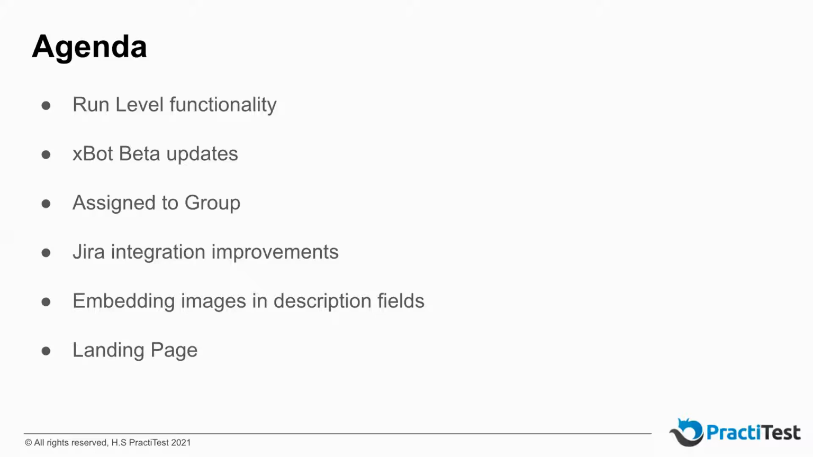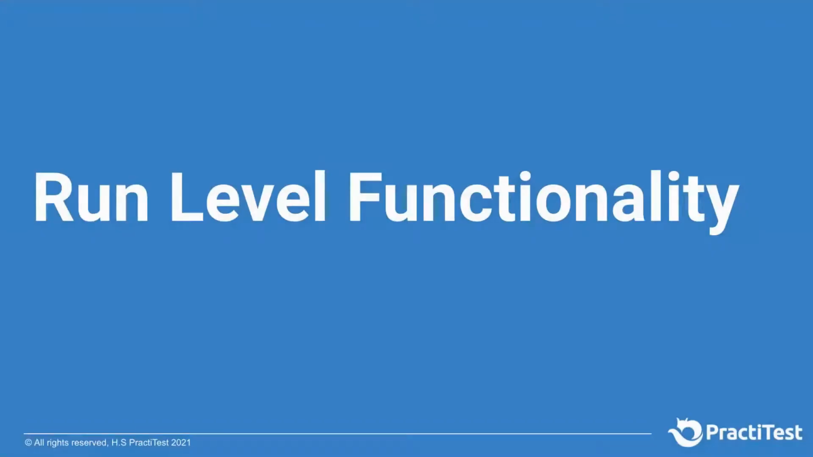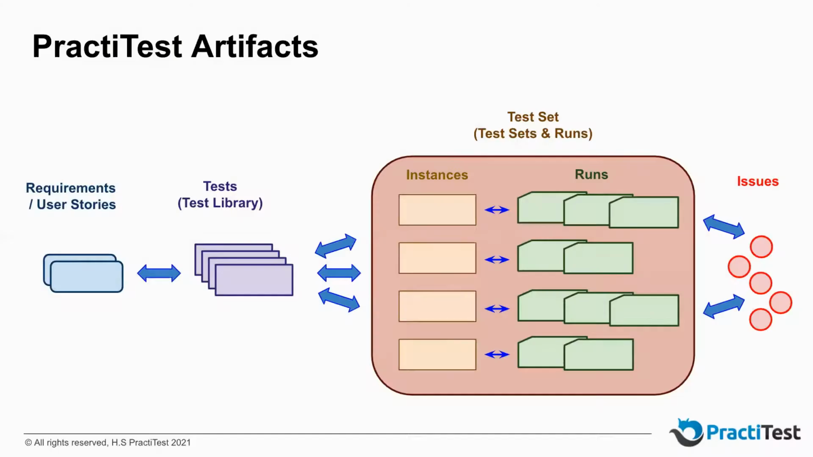Now, before we start talking about ground level functionality, I think that it's important to understand how the artifacts within PractiTest relate to one another, how the different entities relate to one another. Many of you might already know this, but for those of you who don't, this is an important thing to understand fully what we're doing here. You might not be working with everything. You might not be working with requirements or user stories. You might not be working with issues, but it's important to understand the relationship between them. So I will spend a minute, I promise, not more than that.